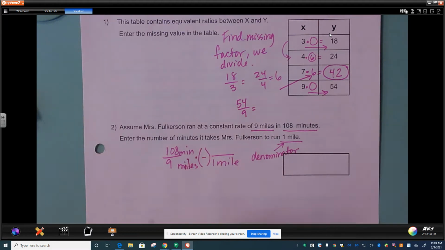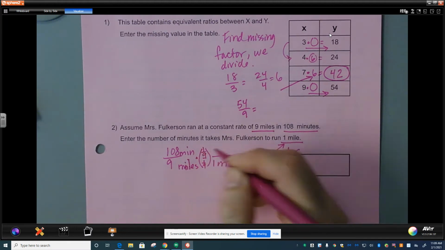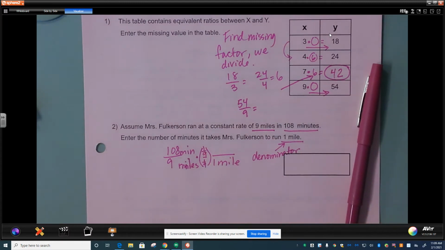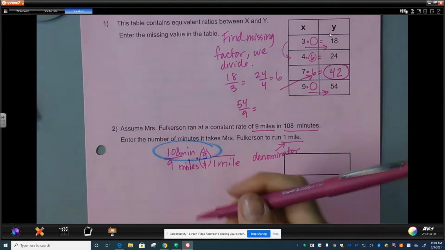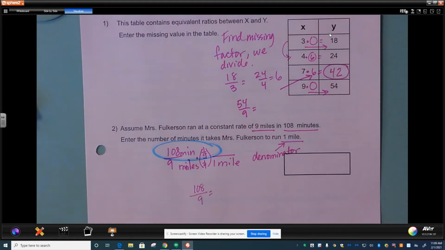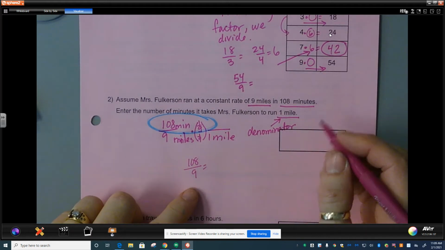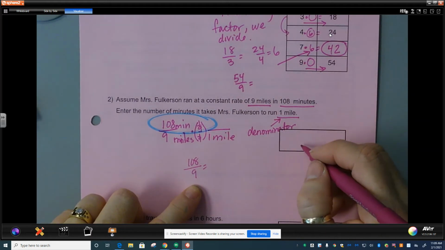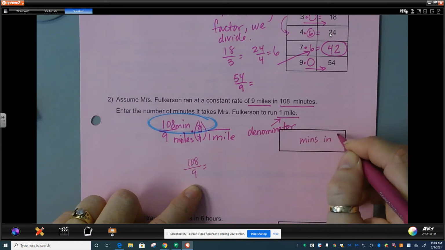And what do you do? Well, you do 1 over 9, 1 over 9, which really, when you figure that out, the math you're doing is 108 divided by 9. So you're going to work that out on the calculator, and I'm not going to give you that answer. And your answer is going to be blah, blah, blah minutes in 1 mile.